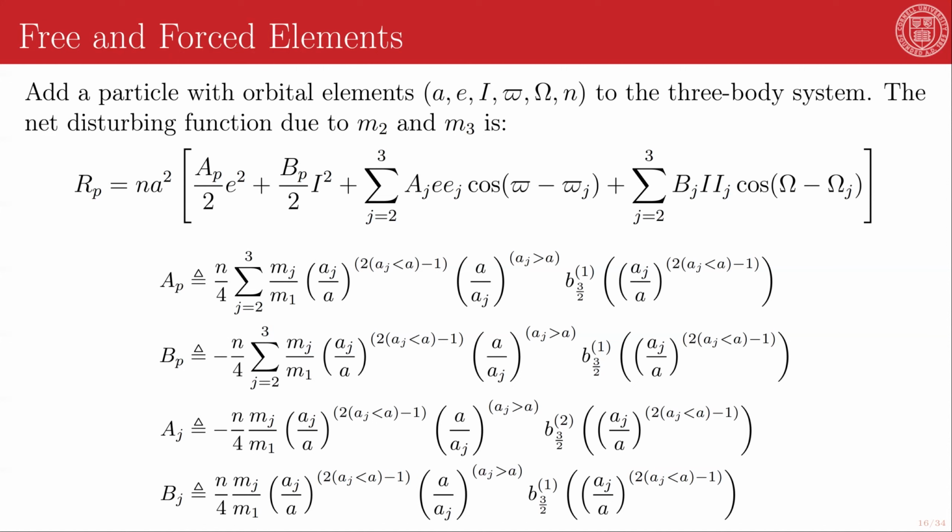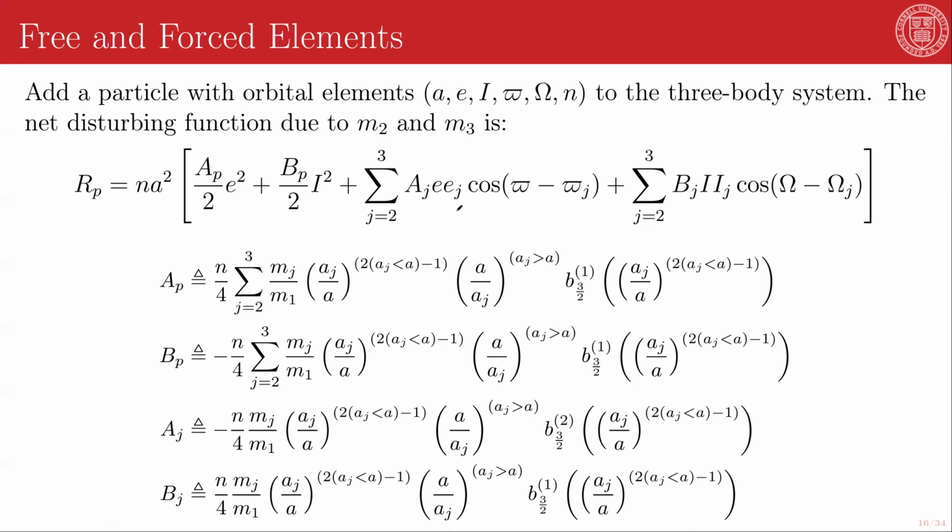So the mental picture here is the Sun and Jupiter and Saturn and an asteroid, for example. The disturbing function on our particle M sub p is given by this expression here, which has a very, very similar form to the disturbing functions that we wrote for bodies M2 and M3, but now includes the effects of both of those bodies. In this case, any orbital elements that do not have subscripts should be treated as the orbital elements of the test particle. So this a, e, I, and varpi and capital omega are the elements of body M sub p.